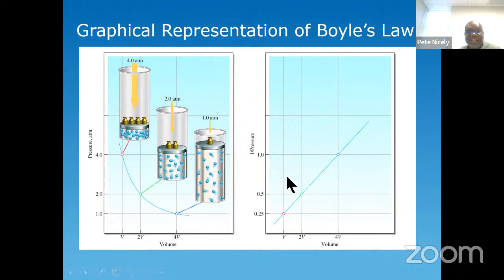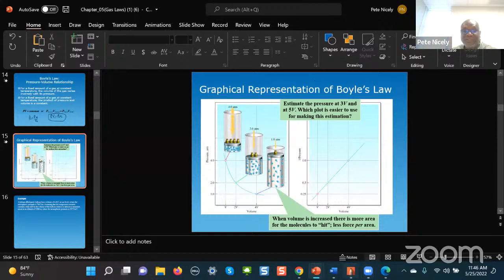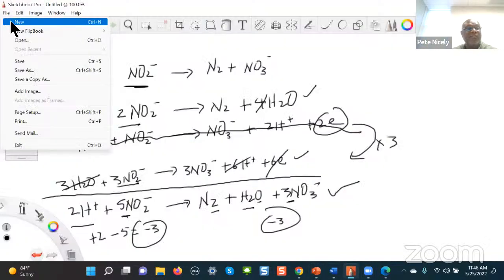Now, the graph that is shown on the right is a plot of 1 over the pressure versus volume. And as you can see, it's a straight line relationship. And one can see that because, let me get out of this here. I think I'll do a better job if I show you here. Let me get rid of it.